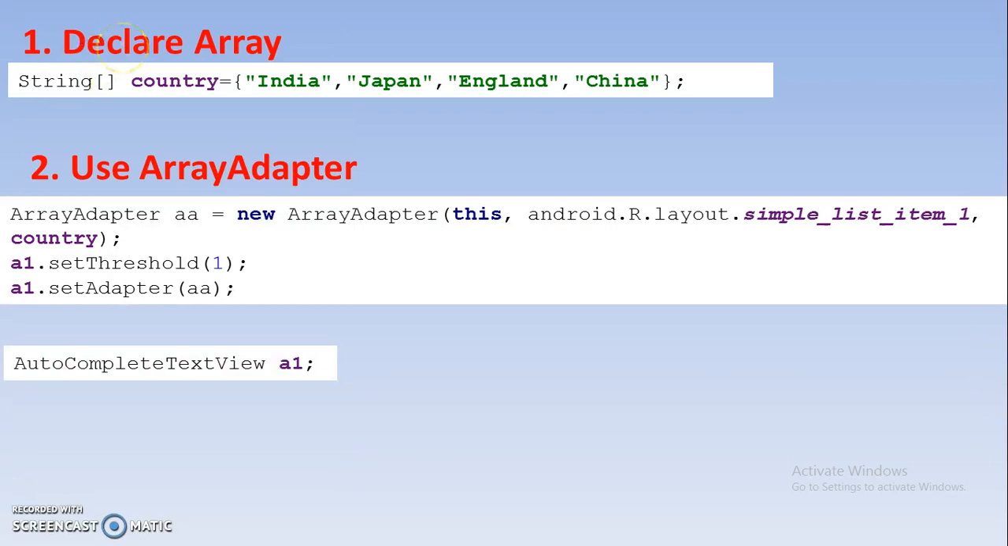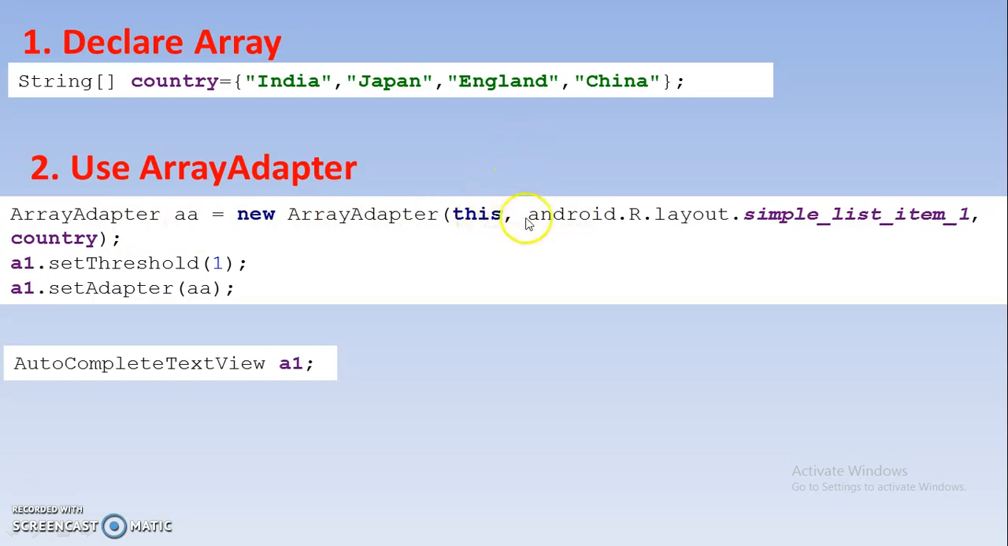Then, for adding the suggested items, you have to use a string array. You can also do this through XML, but the simple way is to create a string array. I have added four country names here, and after this step, you use an array adapter. If you don't know it, go through my previous tutorial, where I mentioned the array adapter. It's very easy. Just create the object of the array adapter and pass three parameters.